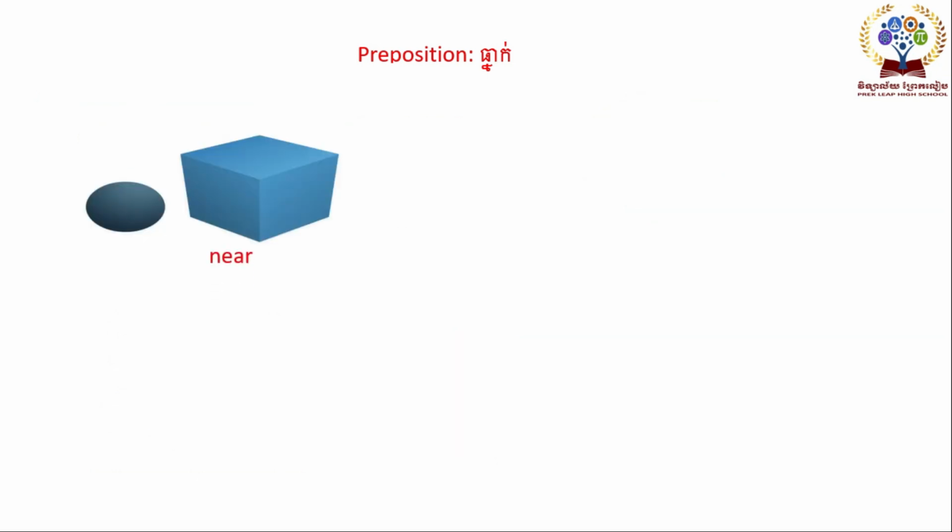Here, near, when we say near, you see two objects are also close, but you have to distinguish between near and next to. Near is a little bit farther than next to, so next to is very close and near is close.